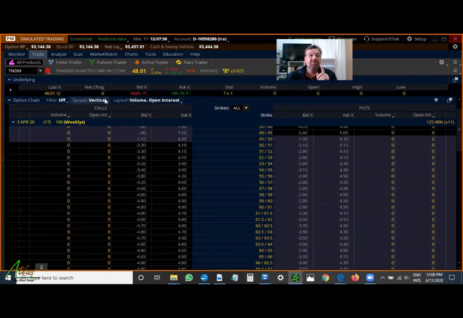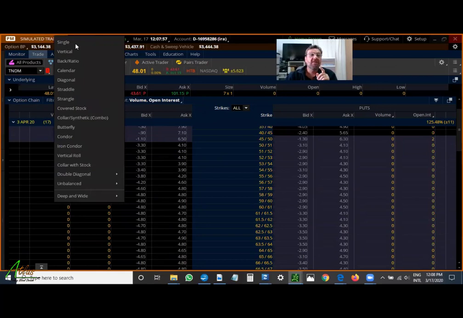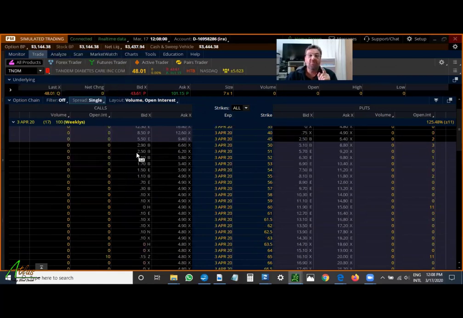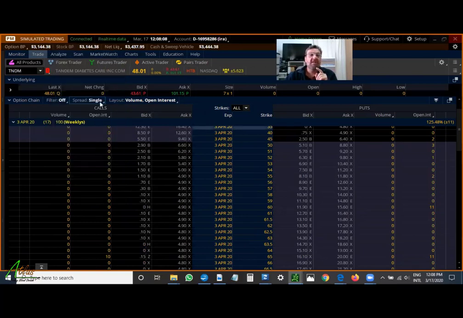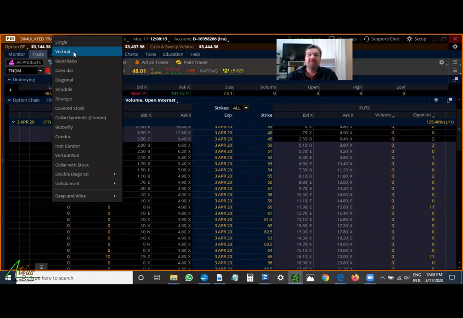By the way, before you start, you have to make sure that single is the standard, but we are going to trade vertical spreads. So make sure you have this vertical. Again, in this location, instead of spread single, click on spread vertical. Make sure you have vertical.